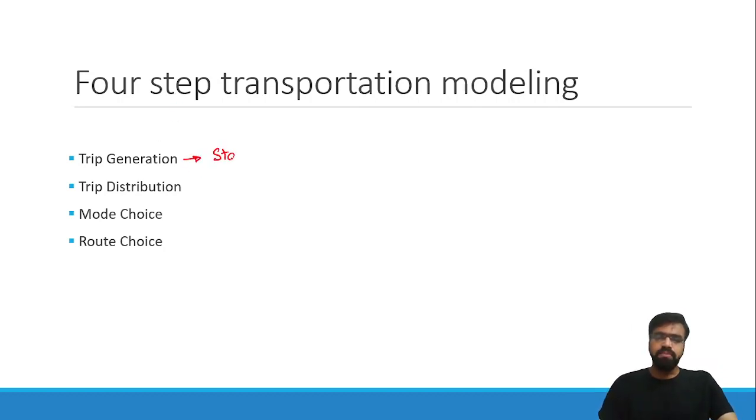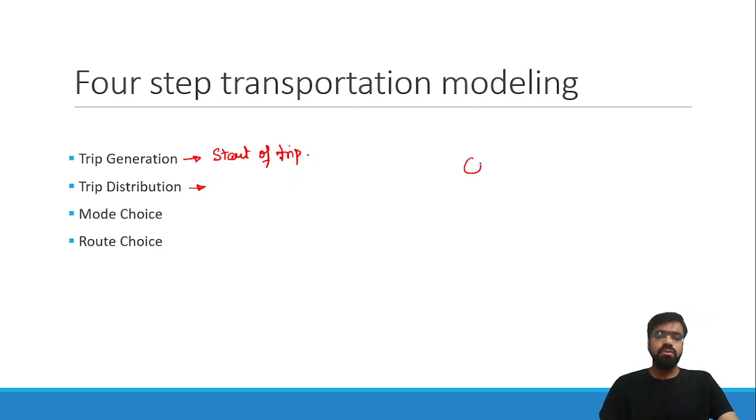So through trip generation, you start with the start of a trip. It can be your house, it can be your workplace, it can be any recreational area, it can be any religious area. Then trip distribution.